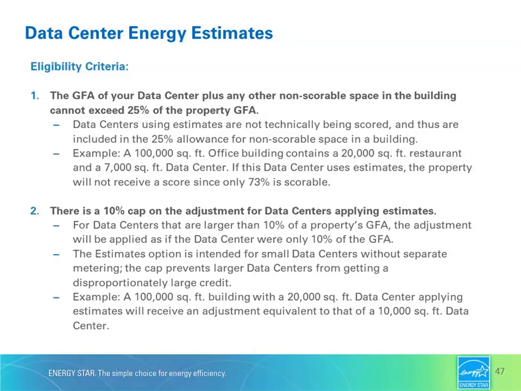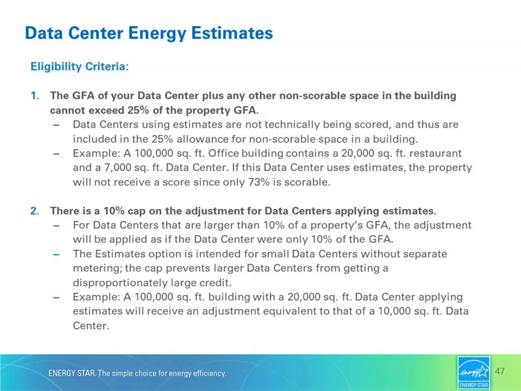The other important thing to note about the data center energy estimates is that there's a 10% cap on the adjustment of the property's gross floor area. So what does that mean? What that means is that if you use the estimates for a data center that's larger than 10% of the building's gross floor area, the adjustment will be applied as if the data center were only 10% of the gross floor area. This is because the estimates option is intended for small data centers that do not have separate IT energy metering. The 10% cap prevents larger data centers, which really should have EPA-compliant metering in place, from getting a disproportionately large credit in their score.